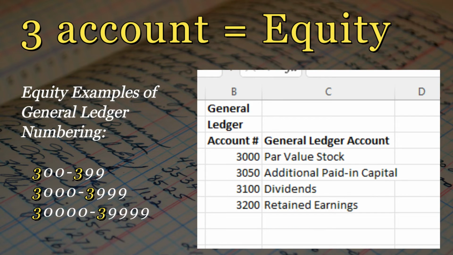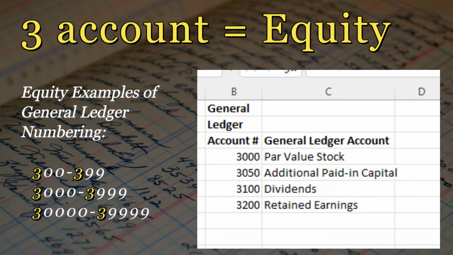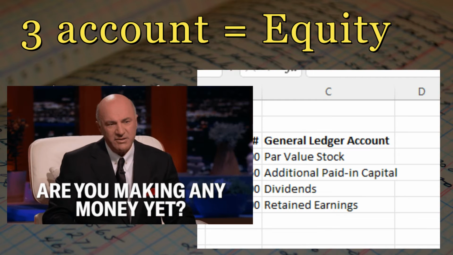3 is going to be the equity section of the balance sheet. You'll find items in here that relate to issuing stock or ownership of stock, and also the net accumulated retained earnings of the business.